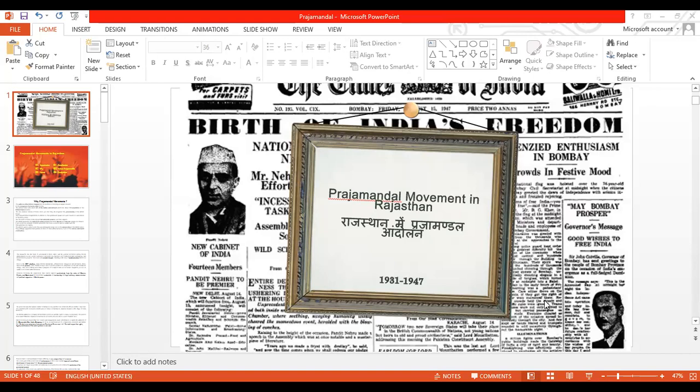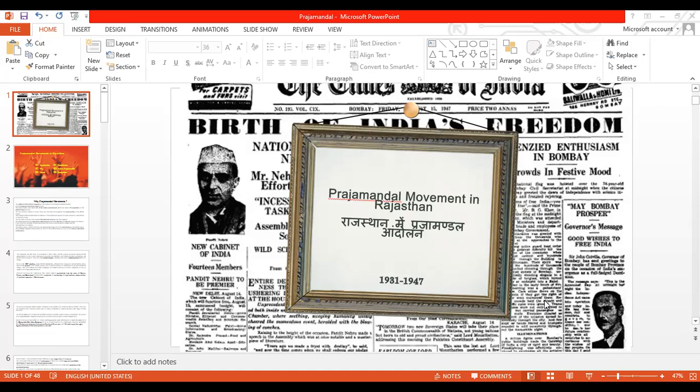So today's lecture, I'm going to tell you what eventually led up to Prajamandal movements in various states of India. That is, right now they're recognized as states like Odisha, like Kathiawar, like Rajasthan. You would see why such movements eventually led to. So basically, there were a few things that eventually led to these kind of movements. And this is what is my today's theme.